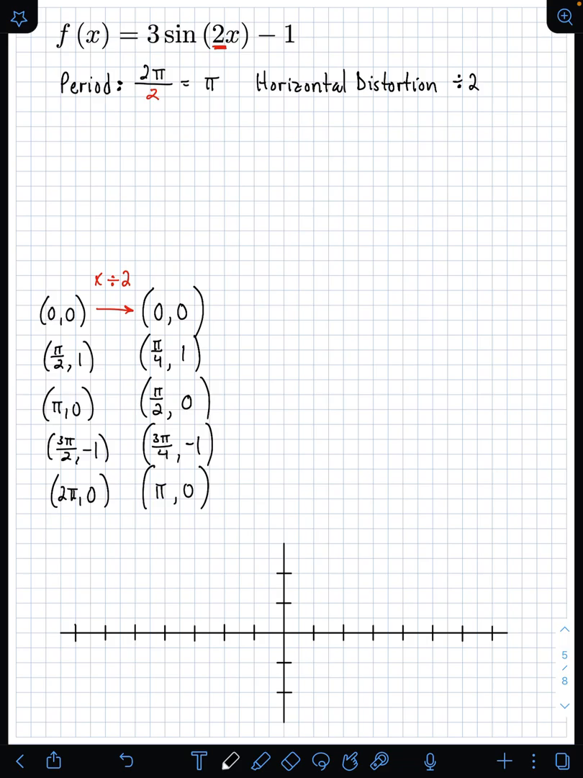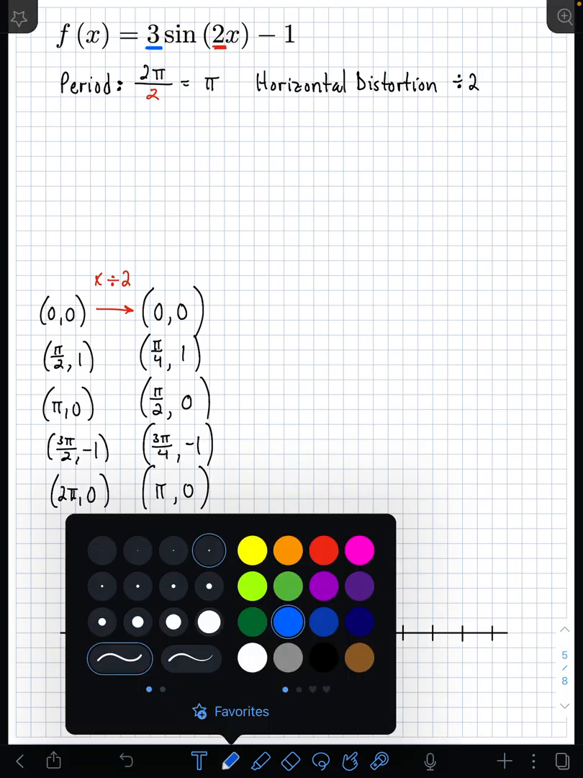There is no addition or subtraction inside with the x, so that rules out horizontal shifts. The sine operation is the next operation that happens after that times 2. That's the basic operation, so we can skip over that. The next operation is a multiplication by 3 out in front of the whole thing. That is going to be a vertical distortion. Again, it's not negative, so we have no reflection. It is a vertical distortion. It is going to multiply every y value by 3. What that means is that when the wave rises above or dips below, it's going to go 3 times higher and 3 times lower. That is going to affect the amplitude.